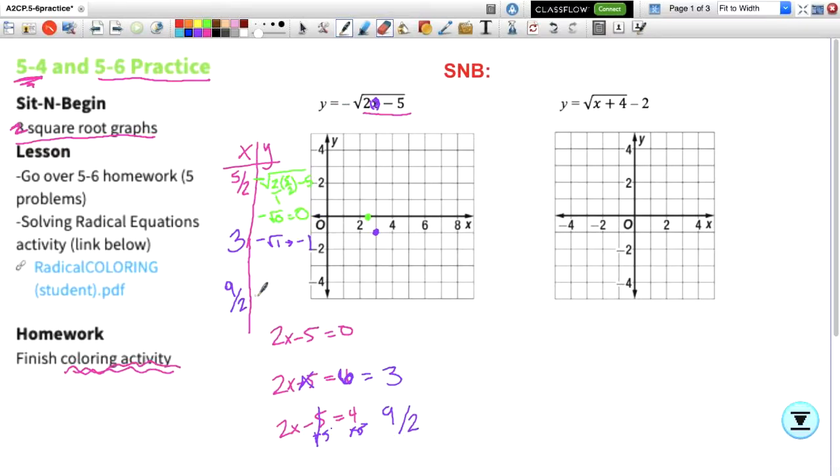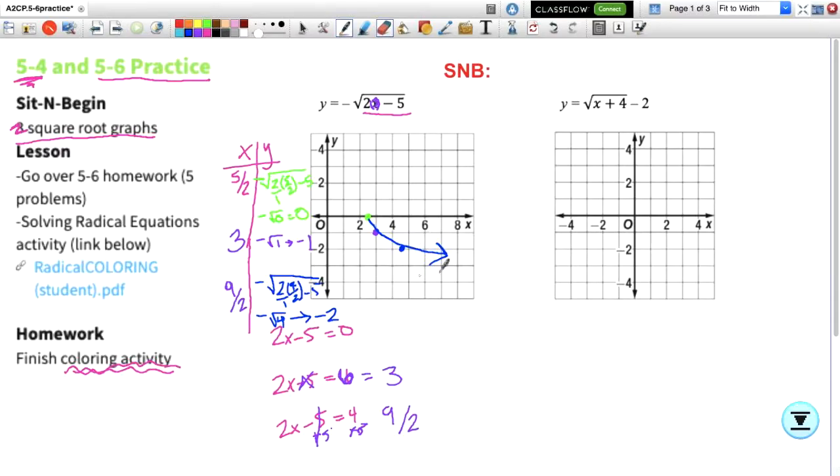So for 9 over 2, I'll just rewrite the whole shebang since that one's a little bit more complicated. We'll have 2 times 9 over 2 minus 5. Okay, I'd put this over 1. Across the top is 18 over 2. 18 over 2 is the exact same thing as 9, so we have 9 minus 5. So we have negative square root of 4. So the negative stays on the outside. Square root of 4 is 2, so I'm going to go over 4.5. So 4.5 is here, and I'm going to go down to negative 2. And here is my radical.